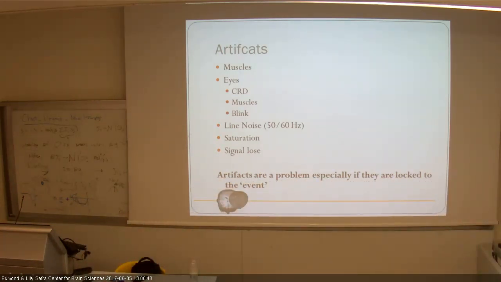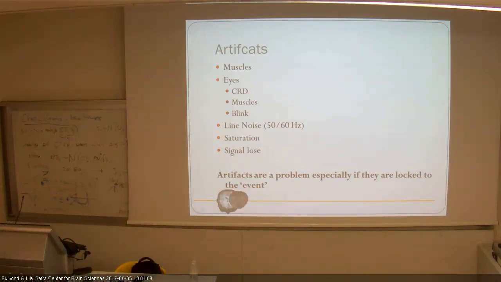Okay, we try to measure neural activity in the brain. Unfortunately, together with the neural activity, our electrodes pick up any other electrical activity which happens to be in the neighborhood, okay? And these interfere with our ability to measure what is really our focus of interest, which is brain activity.